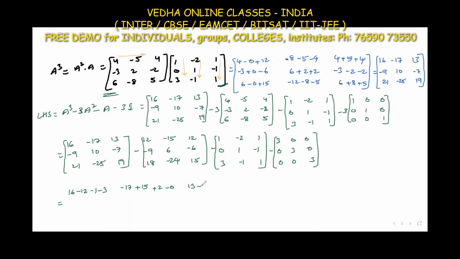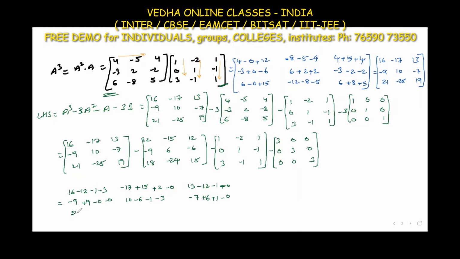Next, 13 minus 12 minus 1 plus 0 minus 0. Next one is minus 9 minus 2 plus 9 minus 0 minus 0. And here the next one is 10 minus 6 minus 1 and minus 3. Next, we are adding these corresponding elements. If you add those corresponding elements, that is minus 3, minus 7, minus 2 plus 6, and plus 1 and minus 0.